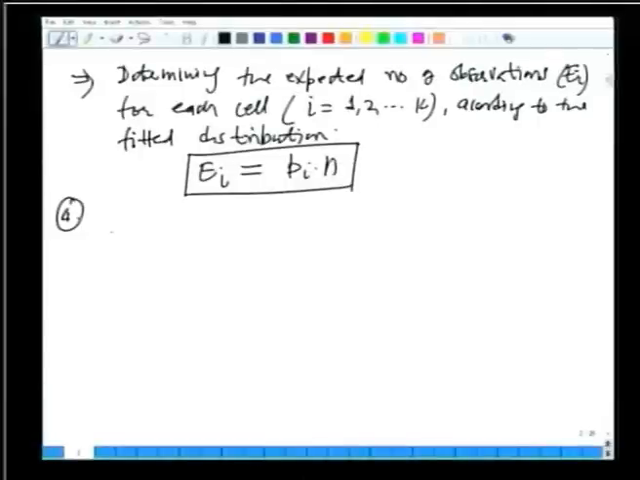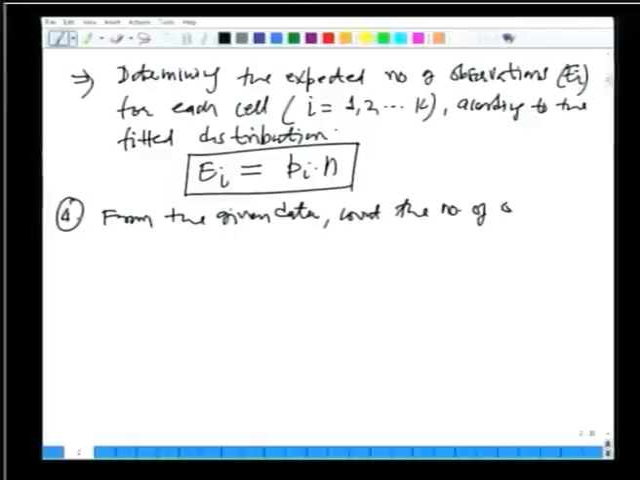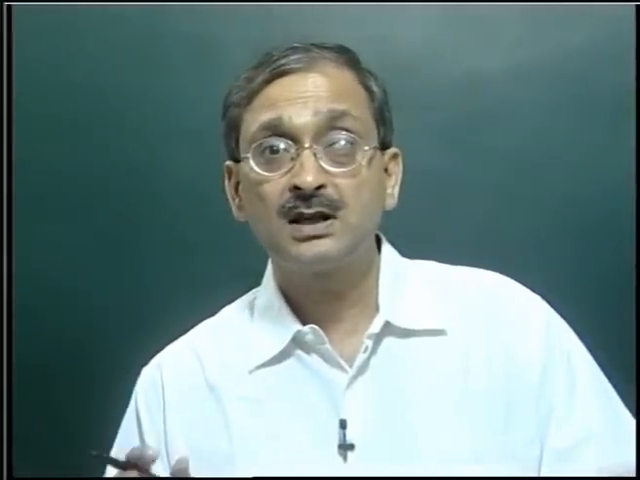Next step is number 4. From the given data, we already have the data with us, right? What we do is we count the number of observed values in each cell. And let us call that Mi. Okay. So what is this step? The fourth step is we are just counting the number of observations in each cell.